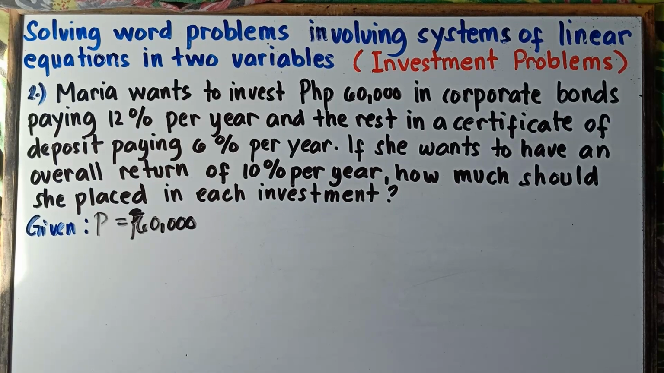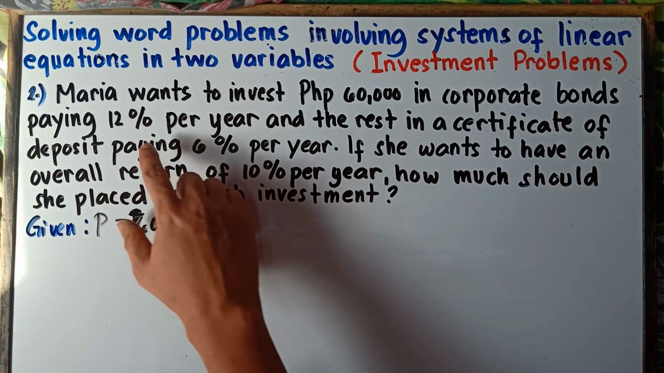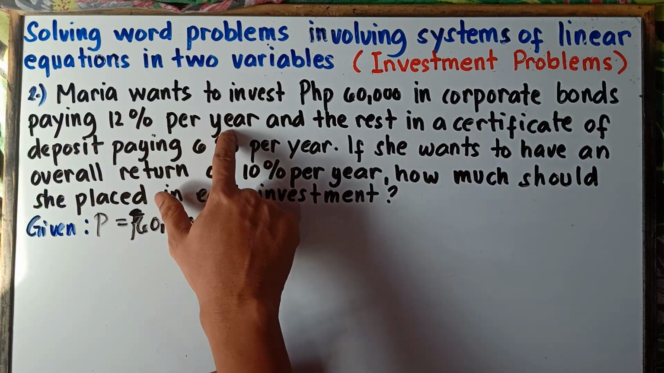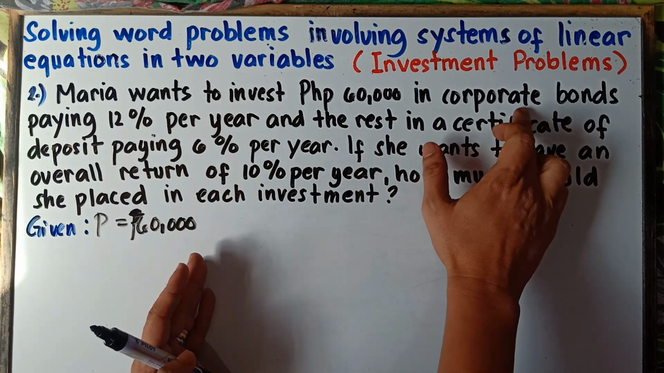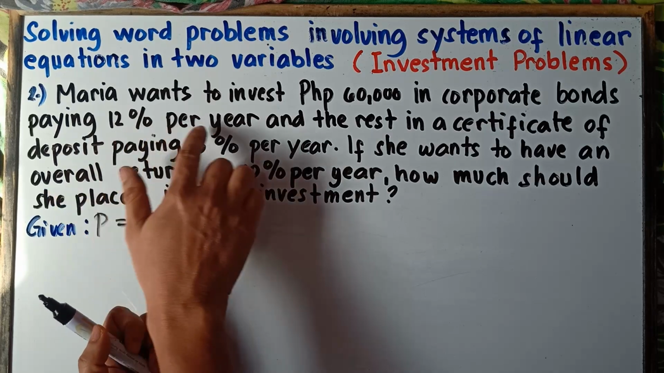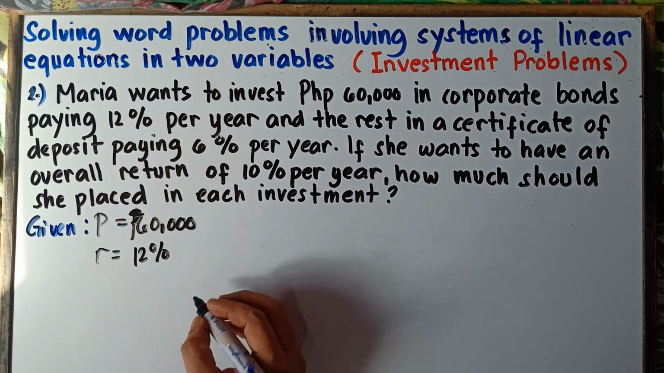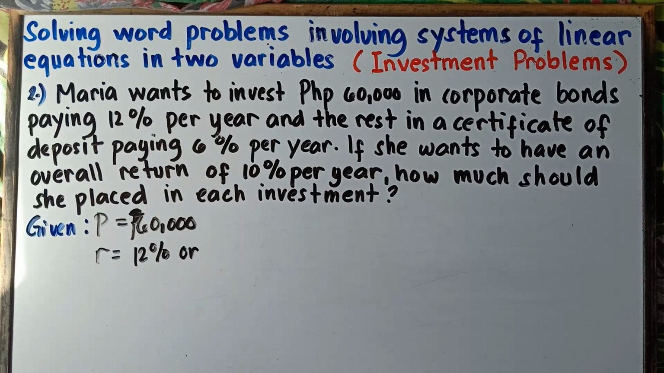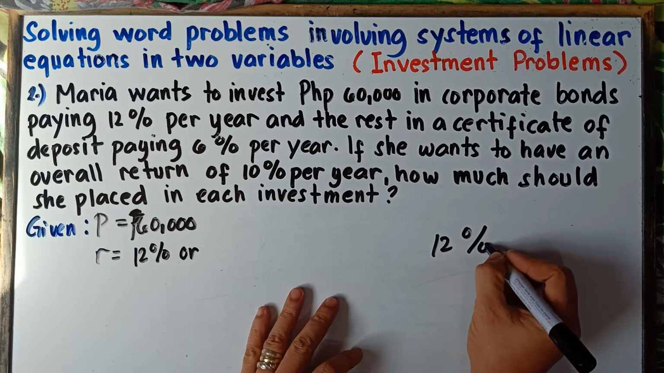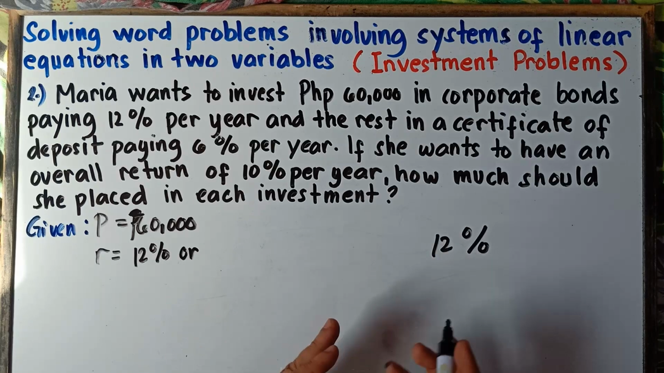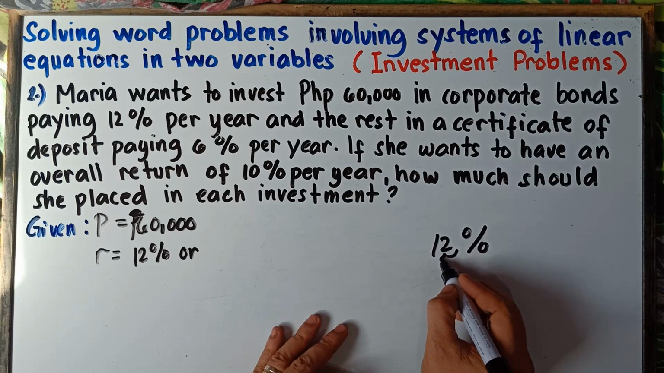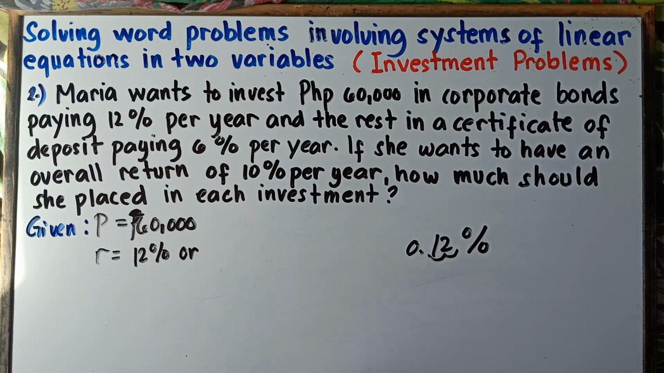Alright, and then we have money given in corporate bonds, paying 12% per year. So therefore, there is an amount invested in corporate bonds that would be 12% per year. So we have a given rate of 12%, or we can convert this into decimal. Simply move the decimal point right to left twice, 1 and then 2. So that would be 0.12.